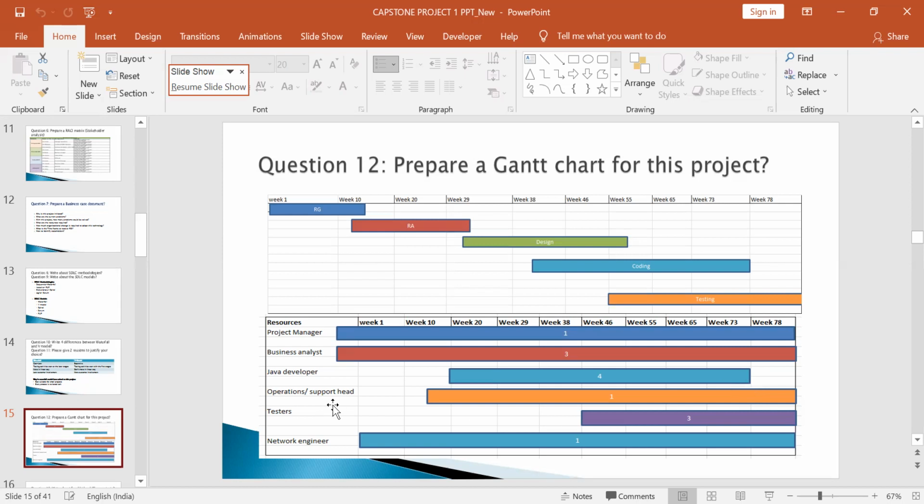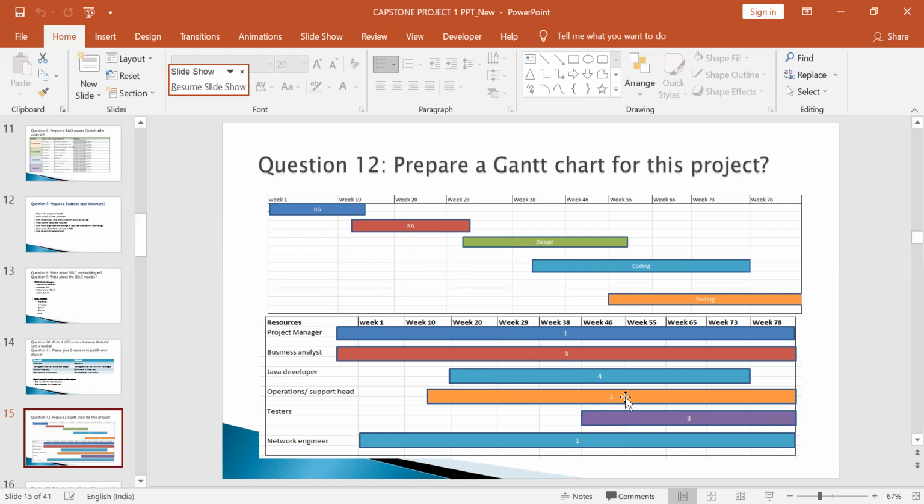And the operation support, like HR or some other persons involved, right? He started from week 10 to the last 10. He's the support head, and he's important in the project. The testers run from week 46 to week 78, which will be the last also. And the network engineer started from the first week to the end, around week 70.